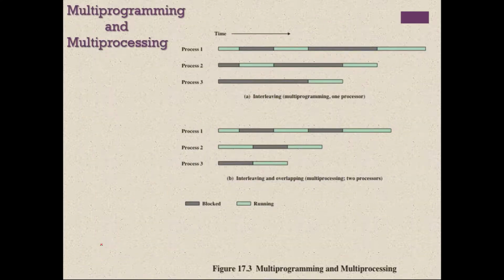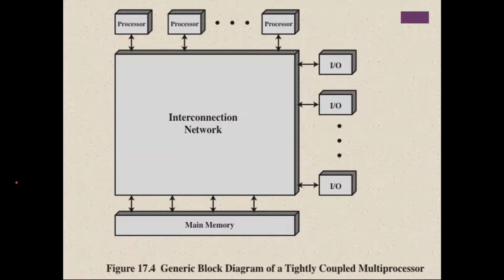This diagram will clarify. We'll come back to this. Before this, we'll see this. This diagram is the general block diagram of a tightly coupled multiprocessor. Tightly coupled means shared memory. MIMD with shared memory is called tightly coupled, and the basic version of MIMD with shared memory is nothing but SMP, symmetric multiprocessor. So this diagram is an example of SMP.